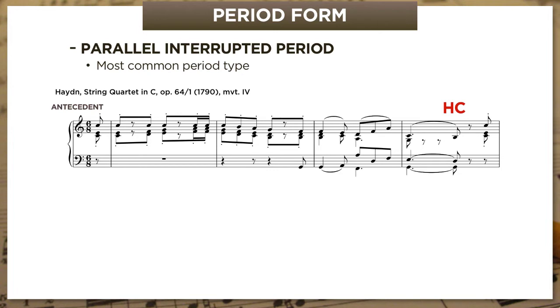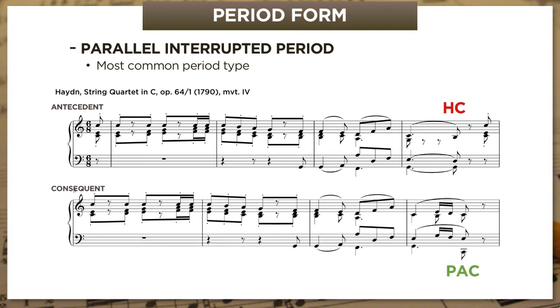Here is a very low-key parallel interrupted period from Haydn's Opus 64 string quartets. The antecedent phrase ends on a half cadence, while the consequent phrase ends on a PAC. So these phrases are each 4 bars long, and it's worth noticing that usually antecedent and consequent phrases themselves do divide roughly around the middle. An antecedent is often not just one continuous idea, but a kind of 2-bar idea followed by 2 bars of something else, which nevertheless don't have a cadence that divides them.